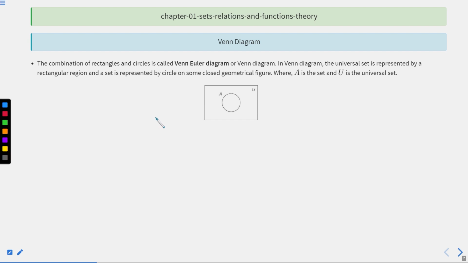Now we will study Venn diagrams. What are Venn diagrams? The combination of rectangles and circles is called a Venn-Euler diagram or Venn diagram. In a Venn diagram, the universal set is represented by a rectangular region, denoted by U, and a set is represented by a circle or some closed geometrical figure. Thus we have some set A represented by a circle, where A is the set and U is the universal set. This representation is called a Venn diagram.